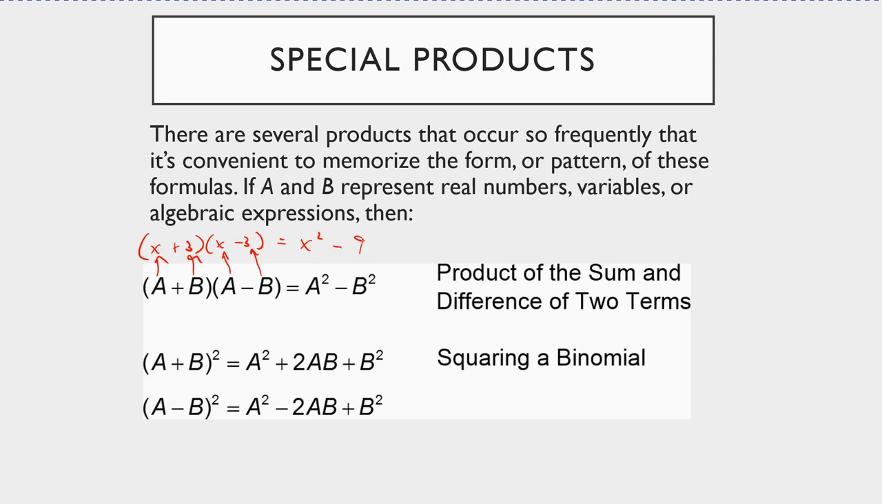All right, then there's the square of a binomial. If it's A plus B squared, that's equal to A squared plus 2AB plus B squared. A minus B, that expression squared, is equal to A squared minus 2AB plus B squared. Let's work some examples with these special products.